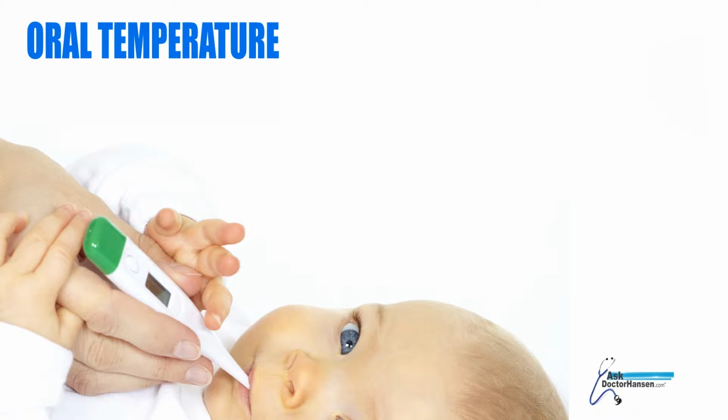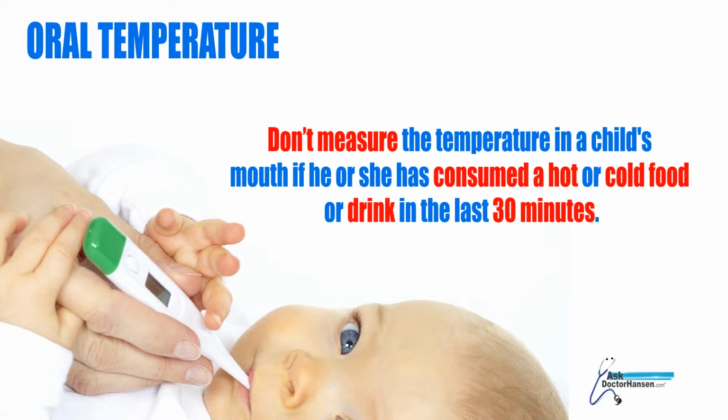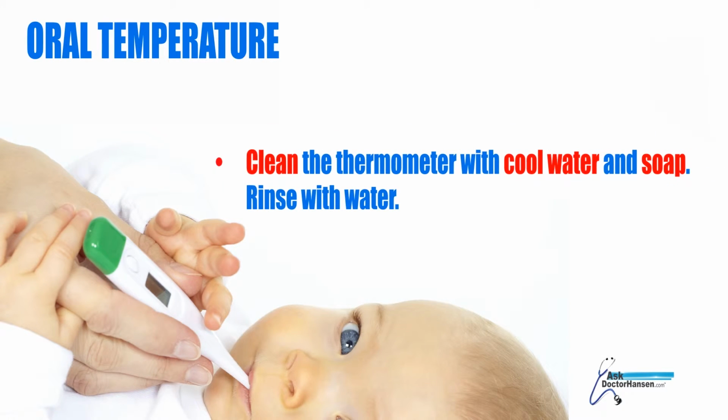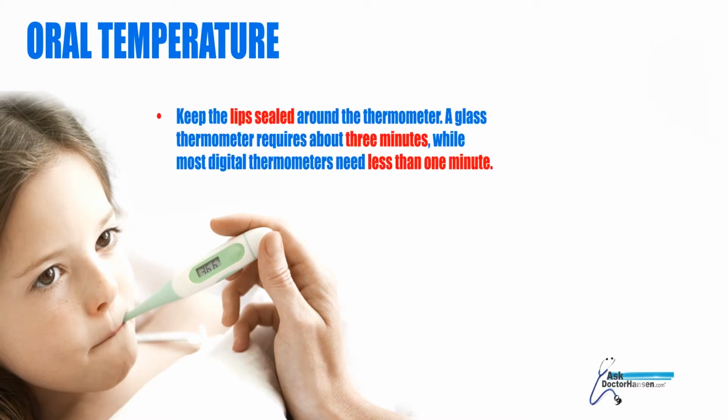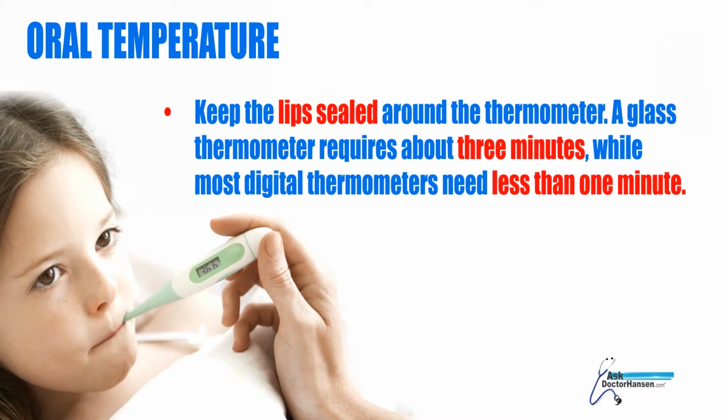When it comes to oral temperature, don't measure the temperature in a child's mouth if he or she has consumed hot or cold food or drink in the past 30 minutes. Clean the thermometer with cool water and soap. Rinse it with water. Place the tip of the thermometer under the child's tongue toward the back, and ask the child to hold the thermometer with his or her lips. Keep the lips sealed around the thermometer. A glass thermometer requires about 3 minutes, while most digital thermometers need less than a minute.